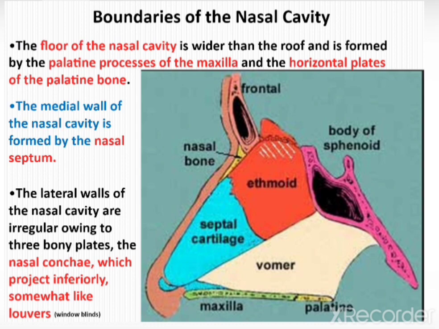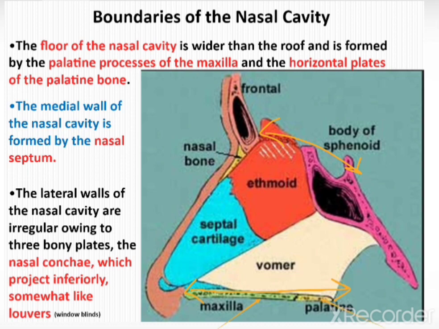Boundaries of the nasal cavity. The floor of the nasal cavity is wider than the roof. So this is the floor. This floor is wider than the roof, and it is formed by the palatine process of the maxilla. So this is the palatine process of the maxilla and the horizontal plates of the palatine bone.